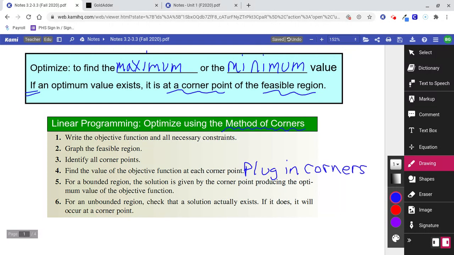After you get there, it's just a matter of which number is the biggest. Okay. If I want to find the maximum, I look for the biggest number. If I want to find the minimum, I look for the smallest number.